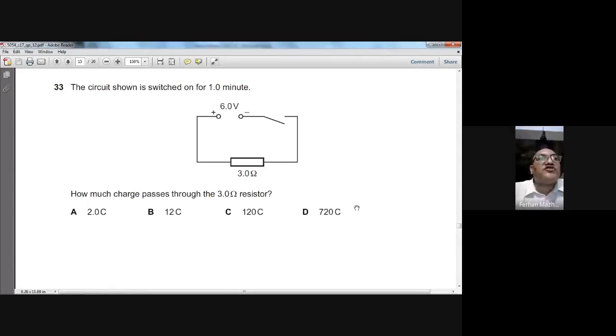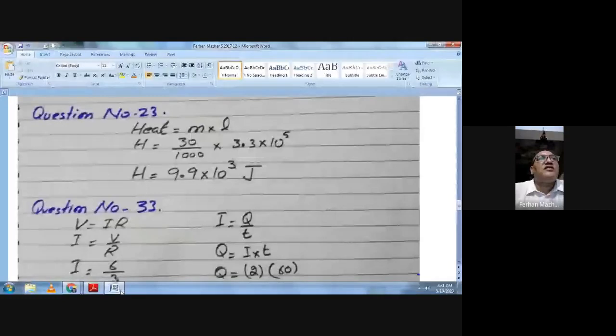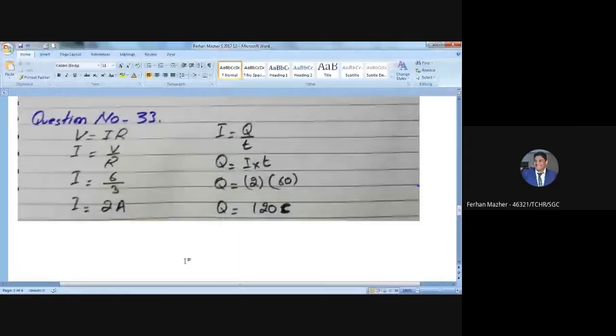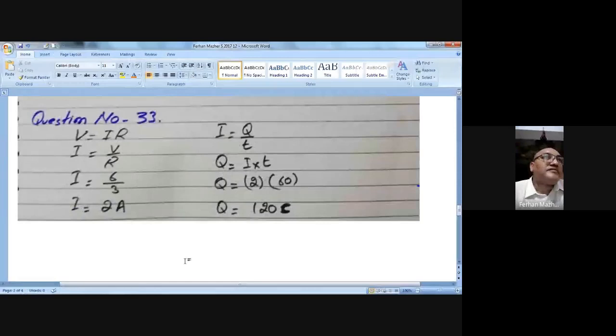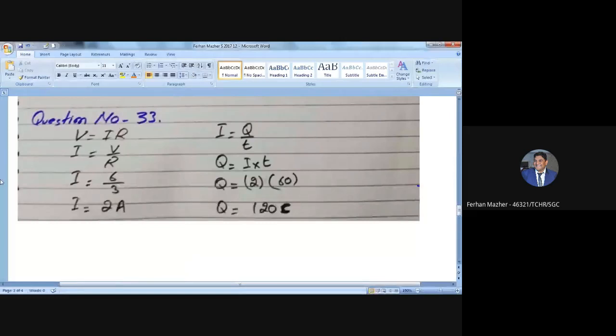I have done this on paper also. Let me show you that. Okay, question number 33 is on your screen. V equals IR. I equals V by R. I equals 6 by 3. I equals 2 amps. I equals Q by T. So Q equals I multiplied by T. So Q equals 2 multiplied by 60, and the answer will be 120 coulomb. Question number 33, 120 coulomb.